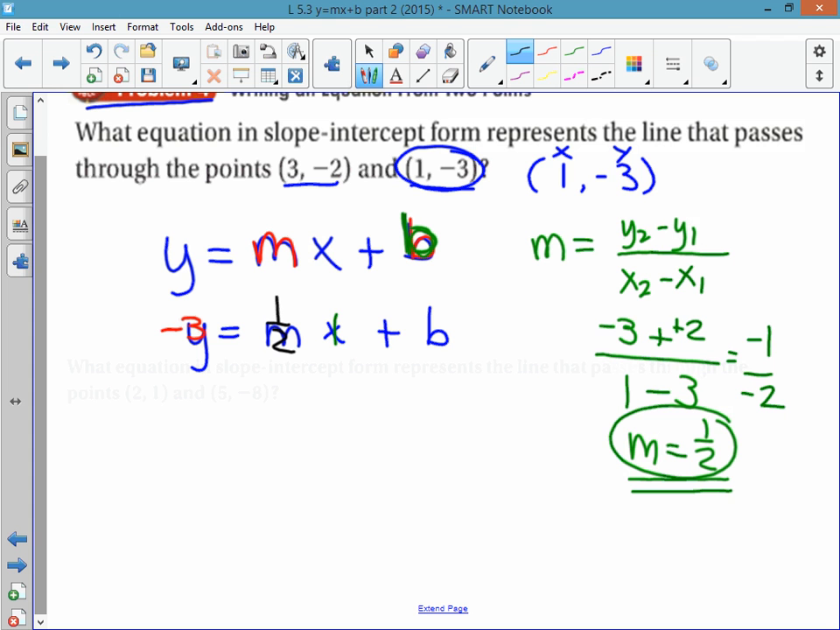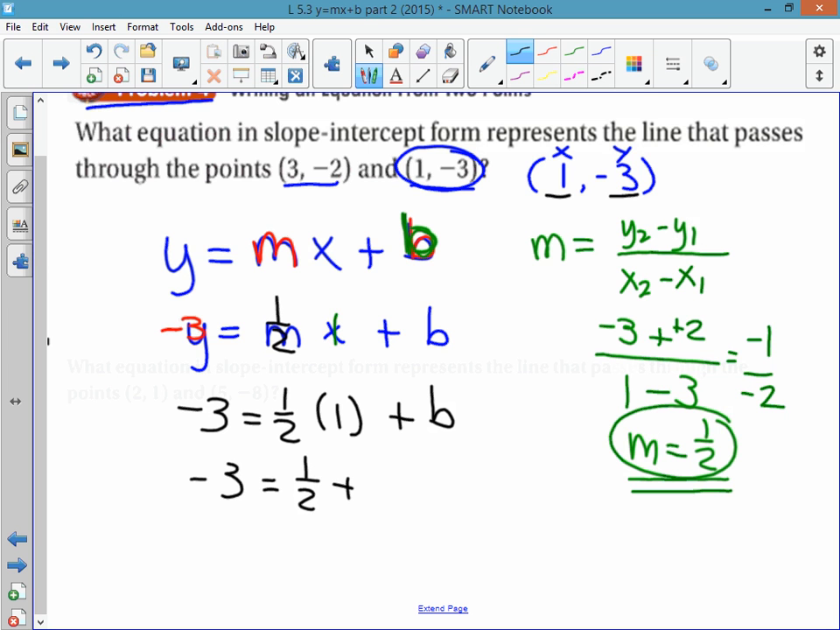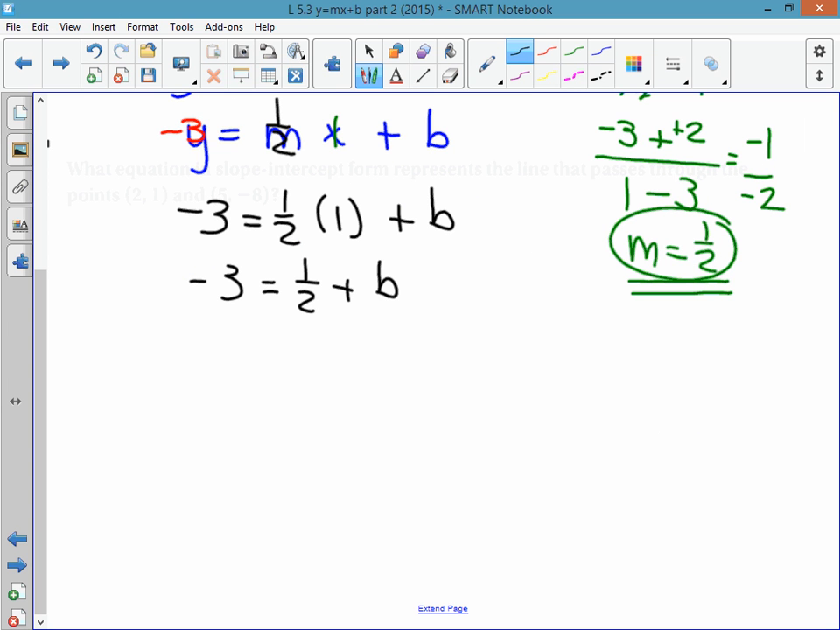So I've taken my x coordinate, my y coordinate, and put it into the equation. I took my slope, which is 1/2, and I've replaced every letter in the equation except for b. And now I can solve for b to figure out what my y-intercept is. And I do that by multiplying 1/2 times 1. That gives me 1/2. To solve for b, I'm going to subtract 1/2 from both sides. And I get b equals negative 3 minus 1/2 is negative 3 and 1/2.